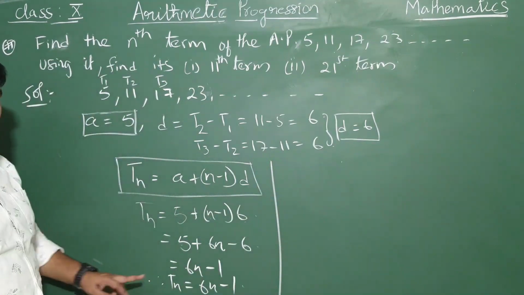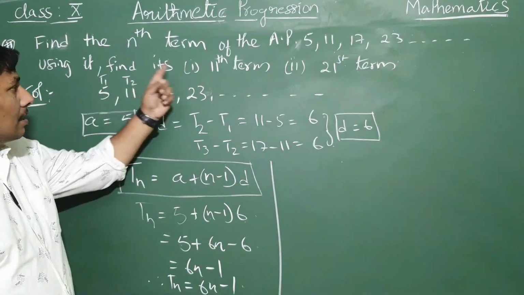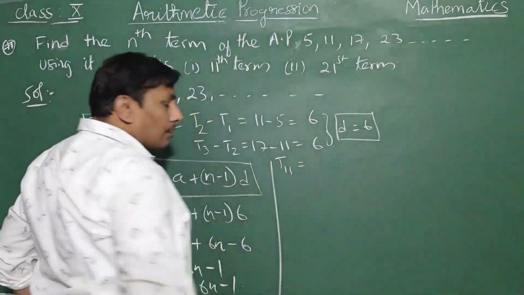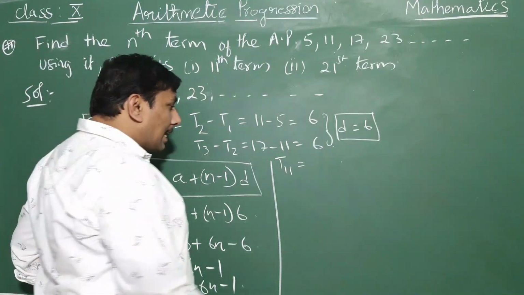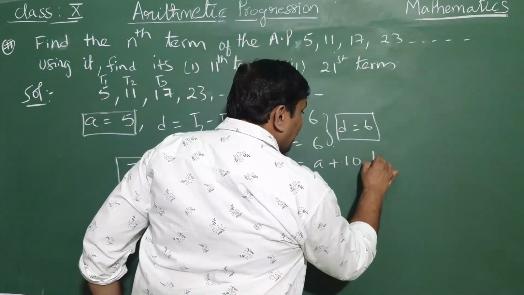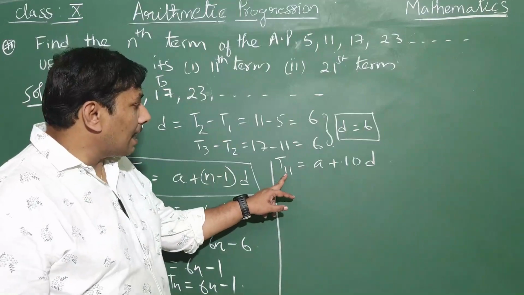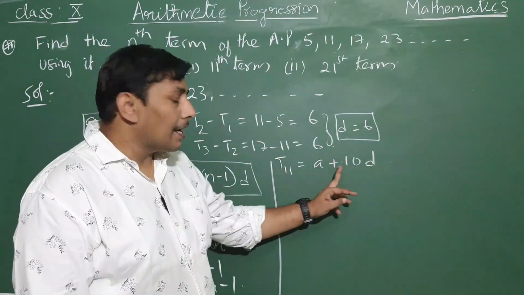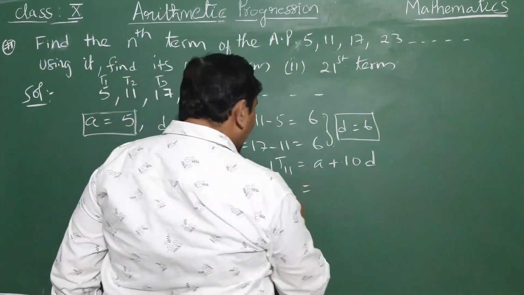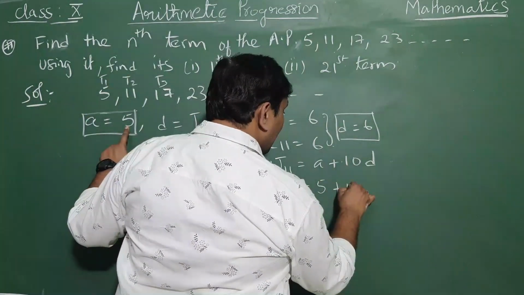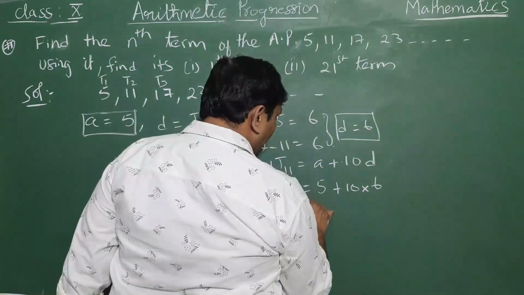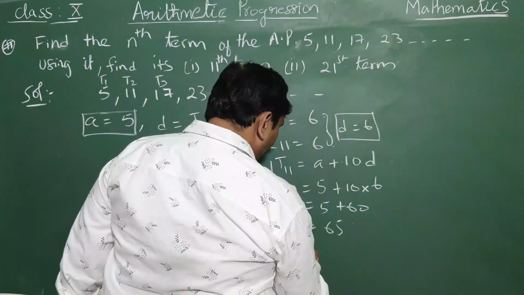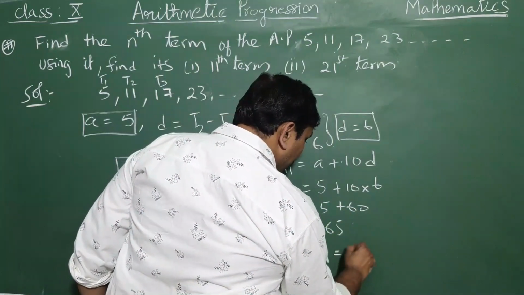Now we got the Tn value. Next, what we have to find out? We have to find out the 11th term. So let us find out the 11th term. To find the 11th term, what formula can we use again? A plus 10D. Because if it is 11, we have to subtract one from it, and you will get 10D. So A plus 10D. What is A here? It's 5 plus 10 into D, D is 6, that is 5 plus 60, which is equal to 65. So therefore T11 is equal to 65.